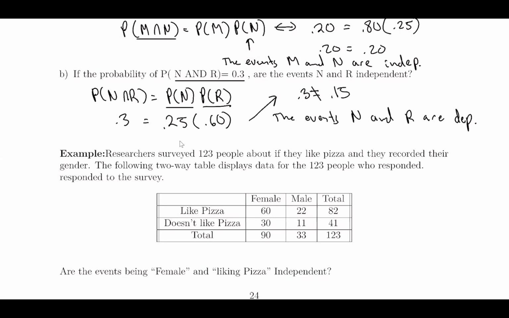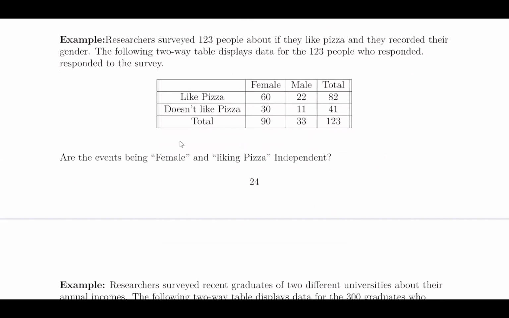All right, so let's go on to the next problem. It says researchers survey 123 people about if they like pizza and they recorded their gender. The following two-way table displays the data for 123 people who responded.